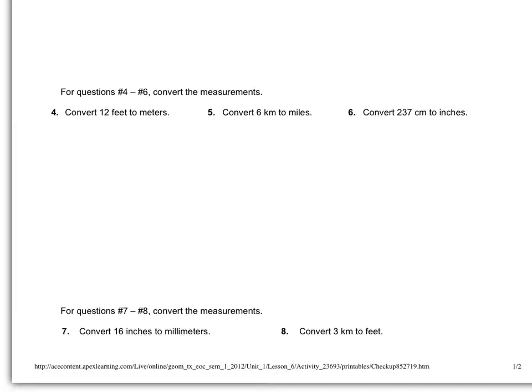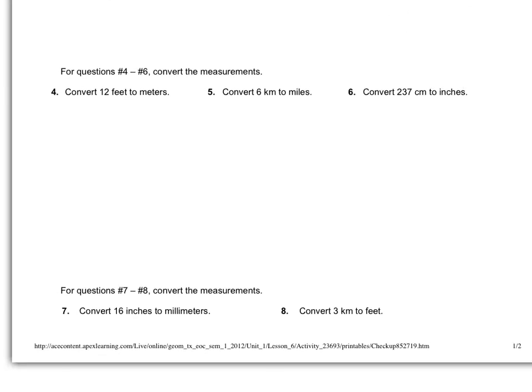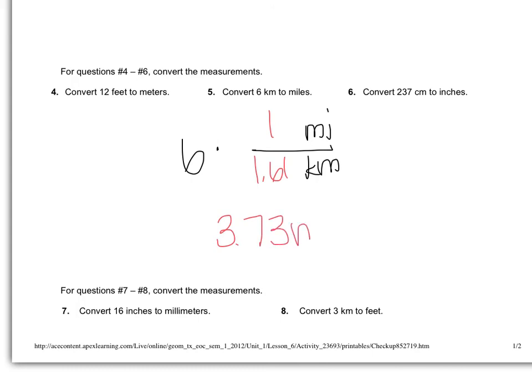Number 5, I'm supposed to convert 6 kilometers to miles. So I have 6 times, I'm converting to miles from kilometers. My conversion ratio, looking back through the notes, is that 1 mile is equal to 1.61 kilometers. So I multiply 6 times 1.61, and I get an answer of 3.73. So there are 3.73 miles in 6 kilometers.